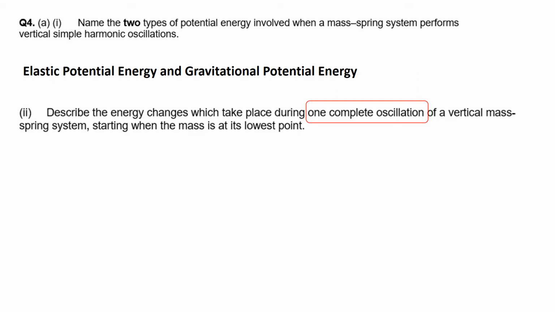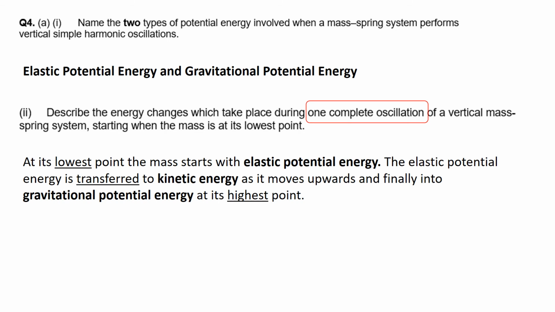And it says when the mass starts at its lowest point. So at its lowest point, you have got all of the energy in the form of elastic potential energy. This is when the spring is stretched out when you've pulled it down. And then when you release it, that's initially transferred into kinetic energy as it moves upwards, and then finally into gravitational potential energy when it reaches its highest point.